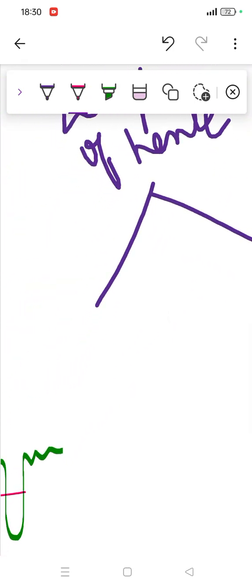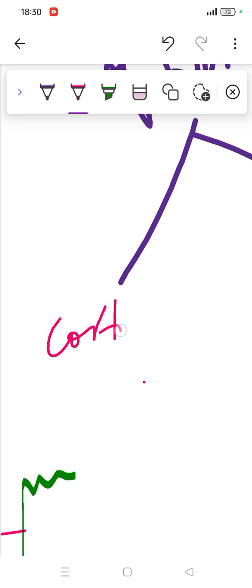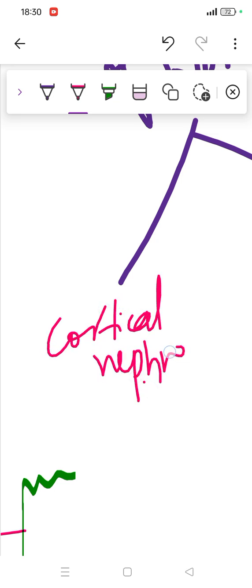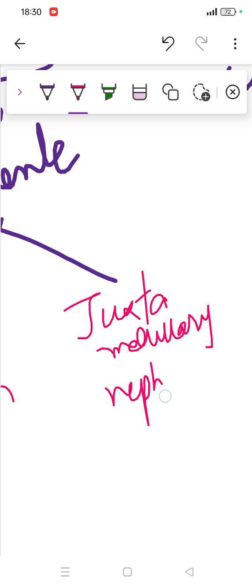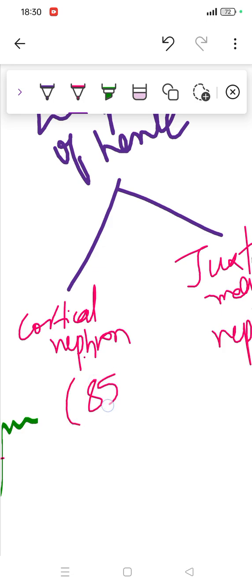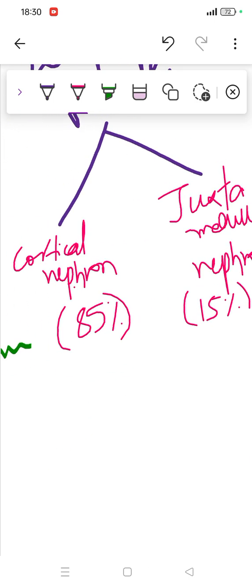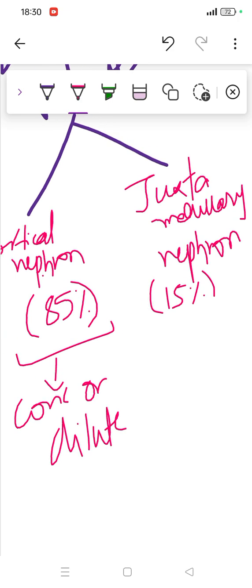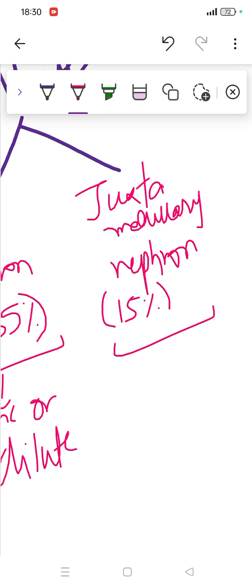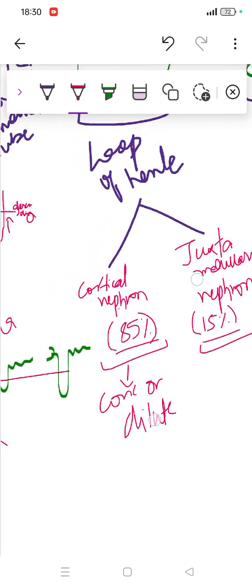What are these? The first one is called the cortical nephron. Cortical means related to the cortex. And the other is the juxtamedullary nephron. Cortical nephrons are around 85% of those present, and juxtamedullary only 15%. Cortical is responsible for concentrated or dilute urine, whereas the juxtamedullary is also responsible for concentrating and diluting, but basically it only covers 15%, and the rest is covered by the cortical one.